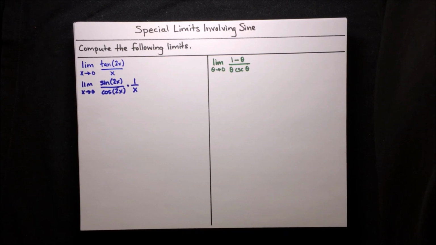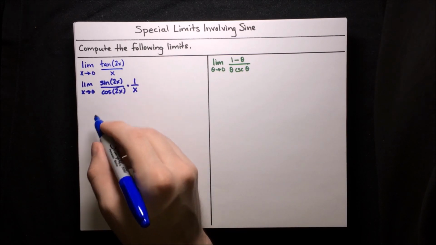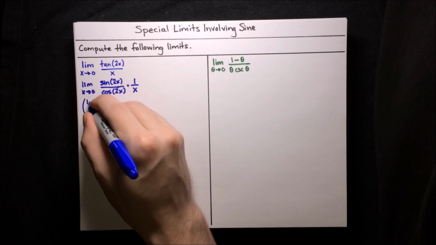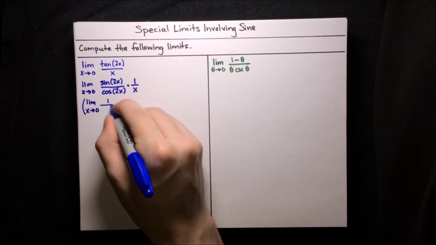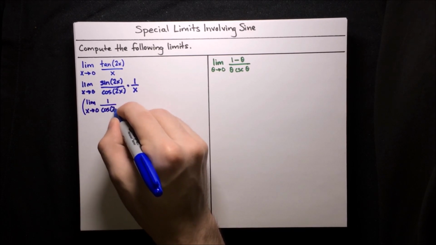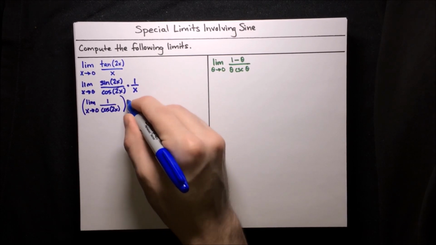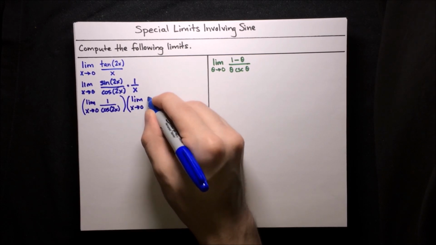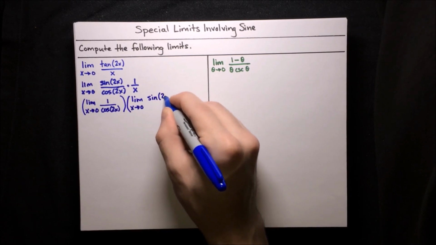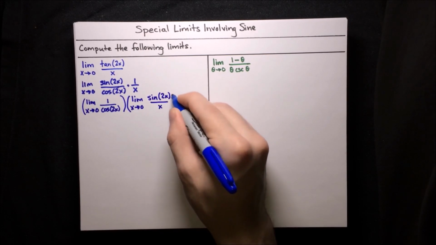So what we might try to do is we might try to separate the limit across multiplication. We'll get that cosine in its own limit and get that sine over x in the other limit. So let's go ahead and do that. So separating out the cosine first, we have the limit as x approaches 0 of 1 over cosine of 2x times the limit as x approaches 0 of sine of 2x over x.